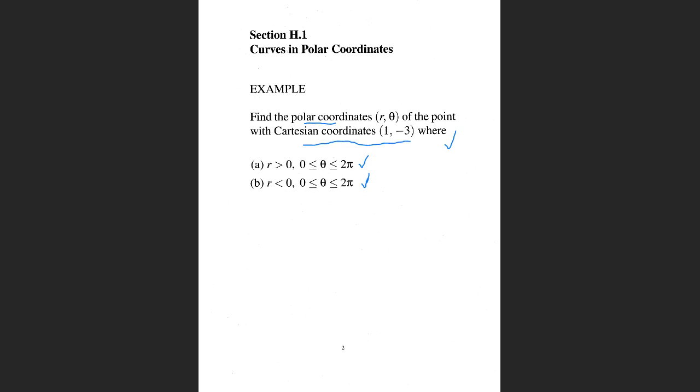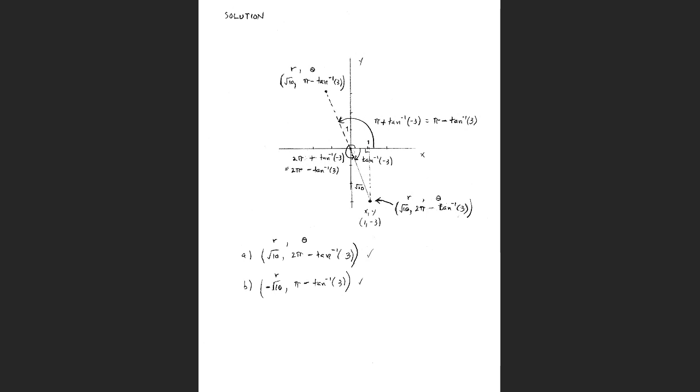Okay, so let's go ahead and look here. What I've done is I've plotted the point 1, -3. Here it is.